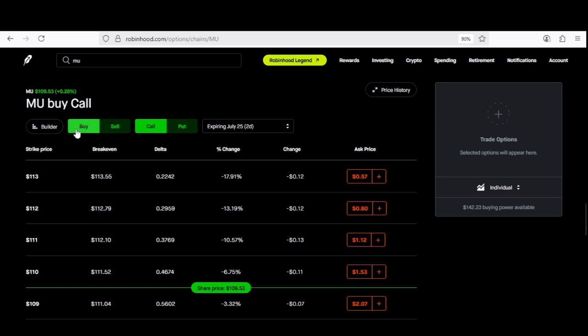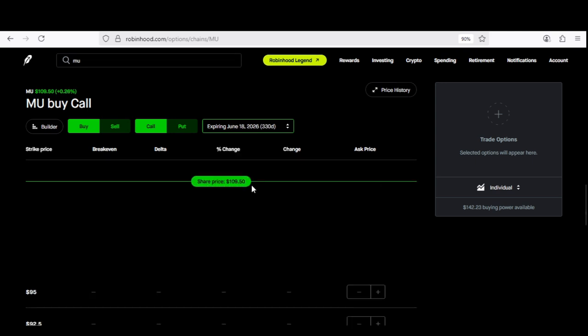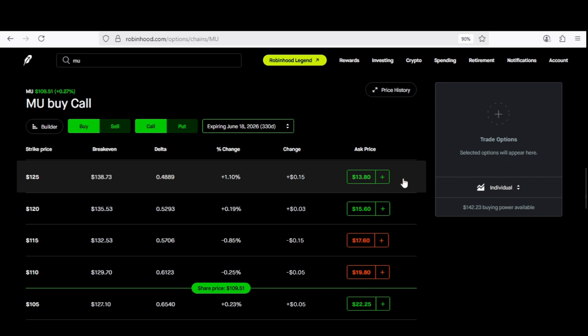So we're going to go to buy, we're going to go to call, and now we're going to choose our expiration date. The expiration date I will be going with is, let's go with June 18th, 2026. Now, if you look right here, you can see with this expiration date, we have about 330 days to expiration, which is roughly about 1 year to expiration. Now, this is intentional for this option strategy to work.